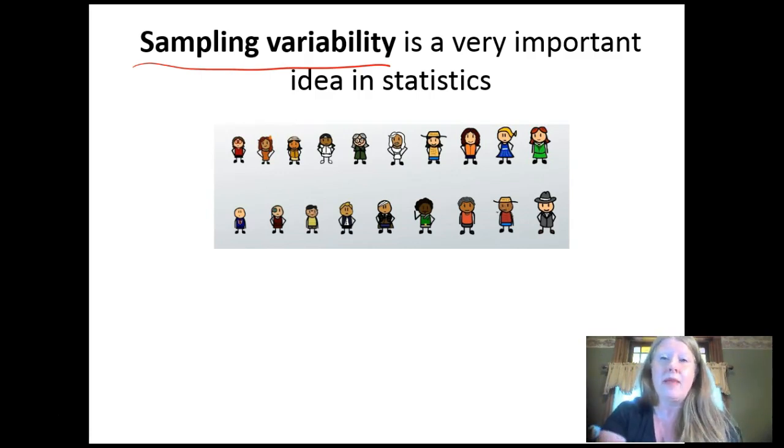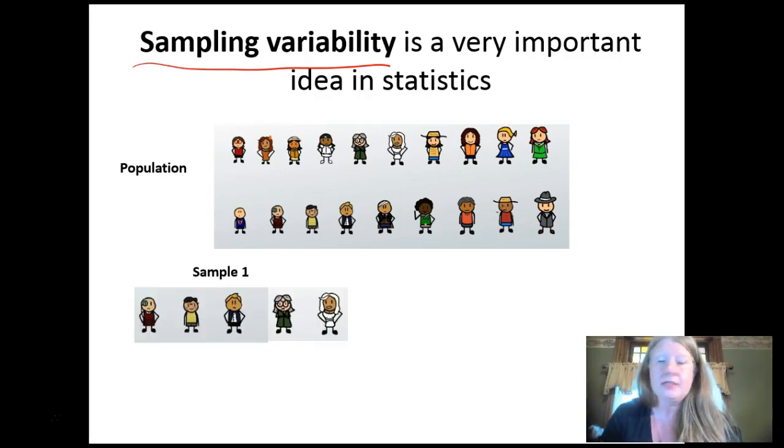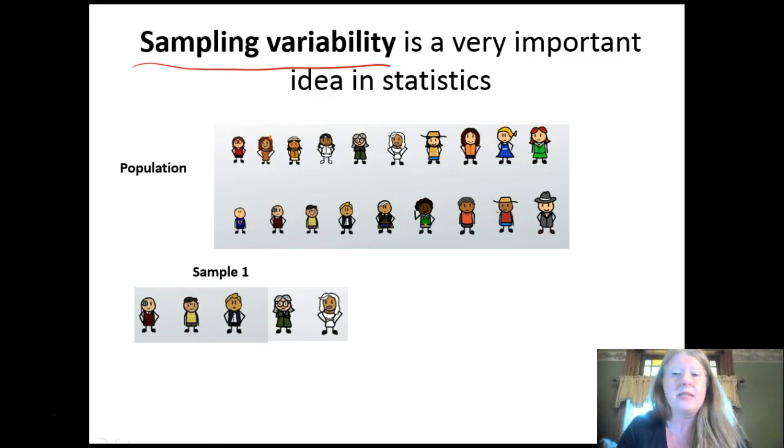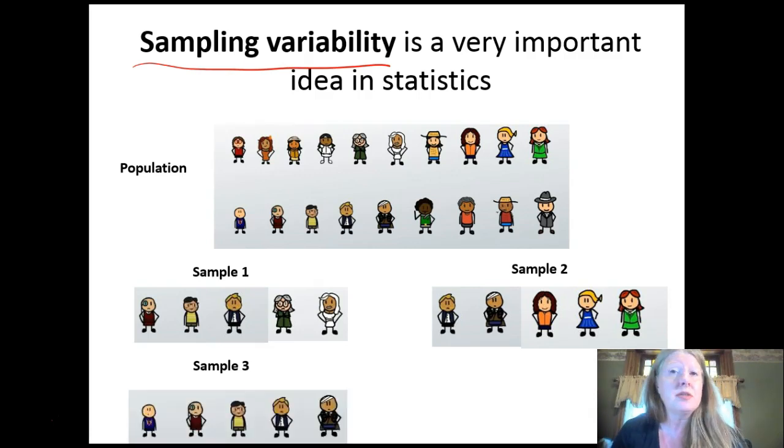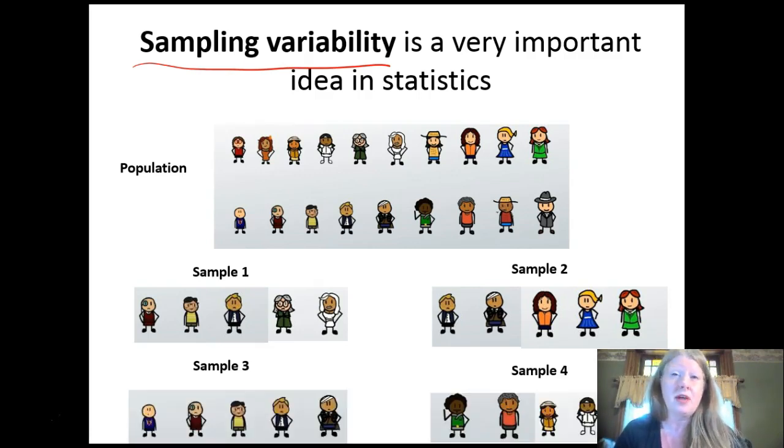So here again, imagine that this is our population. We have lots of individuals in our population. And I decide I'm going to take a random selection of those individuals. I get this set of individuals for my random sample. Perhaps then you decide you're going to take a sample and you get a different subset of individuals. So you're just randomly taking individuals from this population. Another student comes and decides to take a sample. Another student comes and decides to take another sample. So hopefully you're getting the idea here. We have variability from sample to sample.